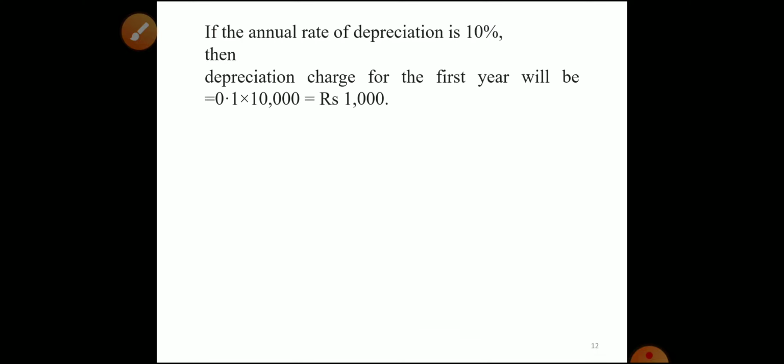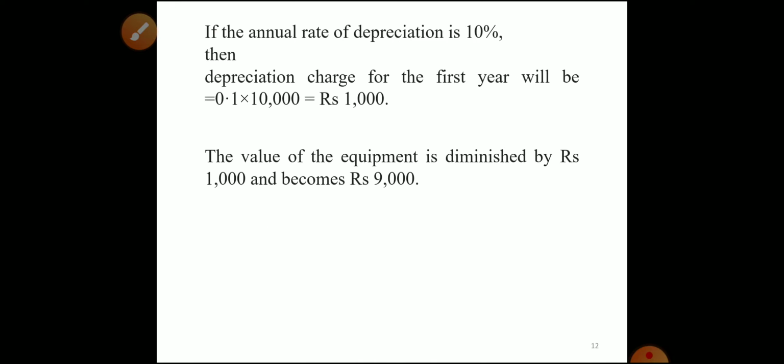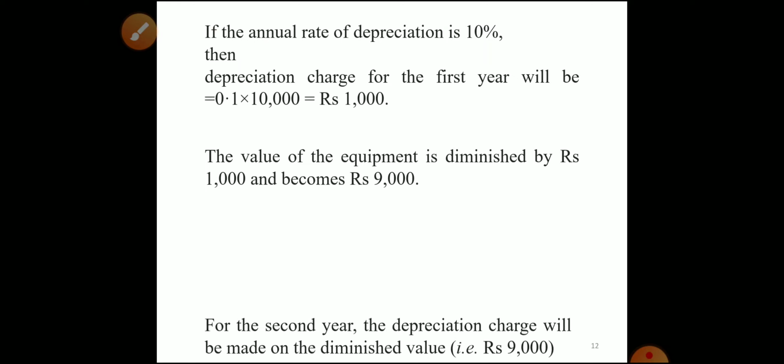Then the depreciation charge for the first year will be 10% of 10,000, which is 1,000. It means for the first year the value of the equipment decreases by 1,000. The value of the equipment is diminished by 1,000 and becomes 9,000. That means 10,000 minus 1,000 is 9,000.